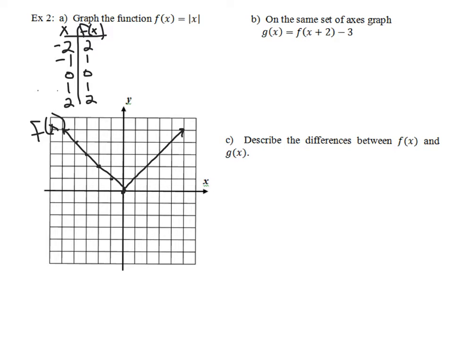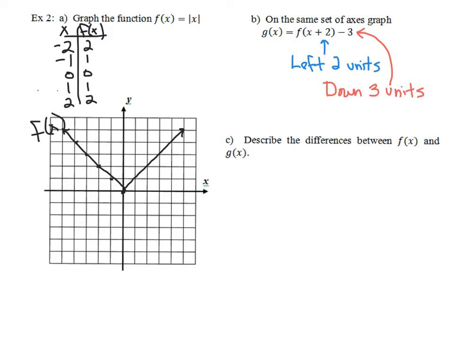Now let's go over to part B where we want to do a translation. But you'll notice that we have a double translation in this example. The f of x plus 2 should denote that we are moving our graph to the left 2 units. But then the subtract 3 at the end means that we're going to take that output and we're going to go down 3 units.